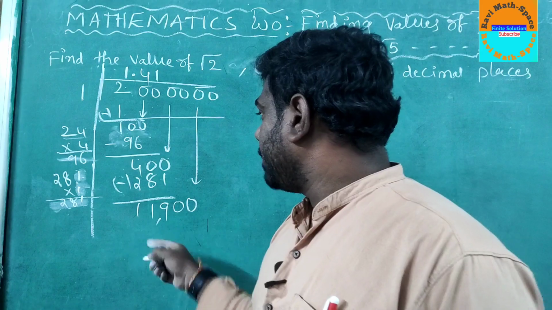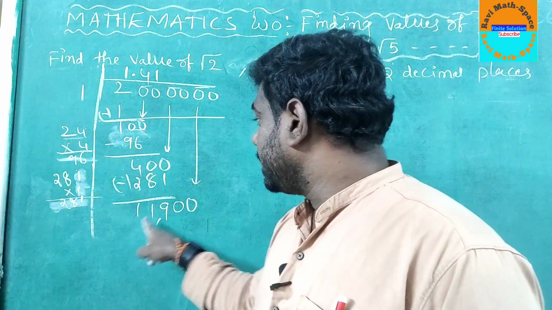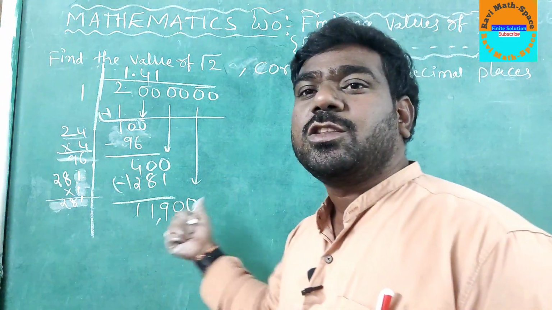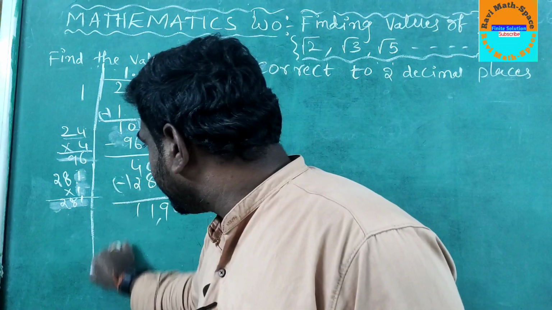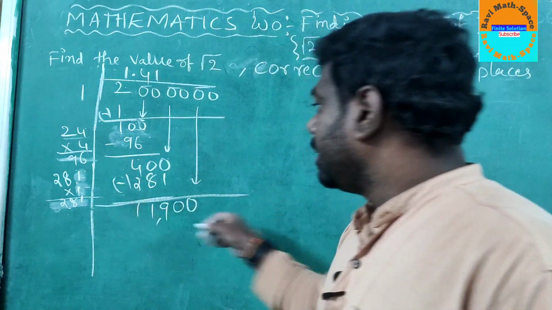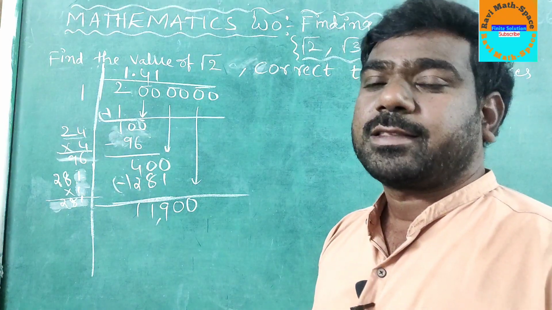Now the number becomes 11,900. Again it is a new dividend. Again apply the same process. Apply the process. Yes or no?